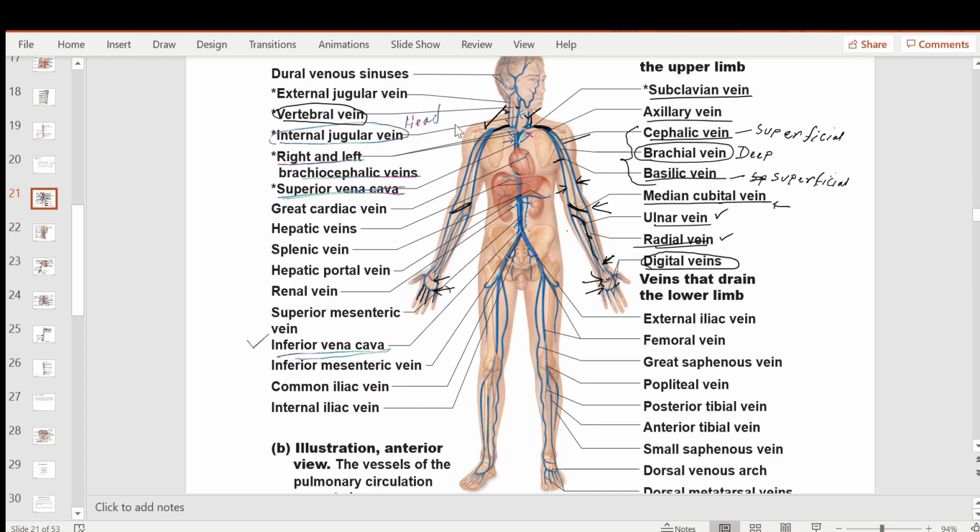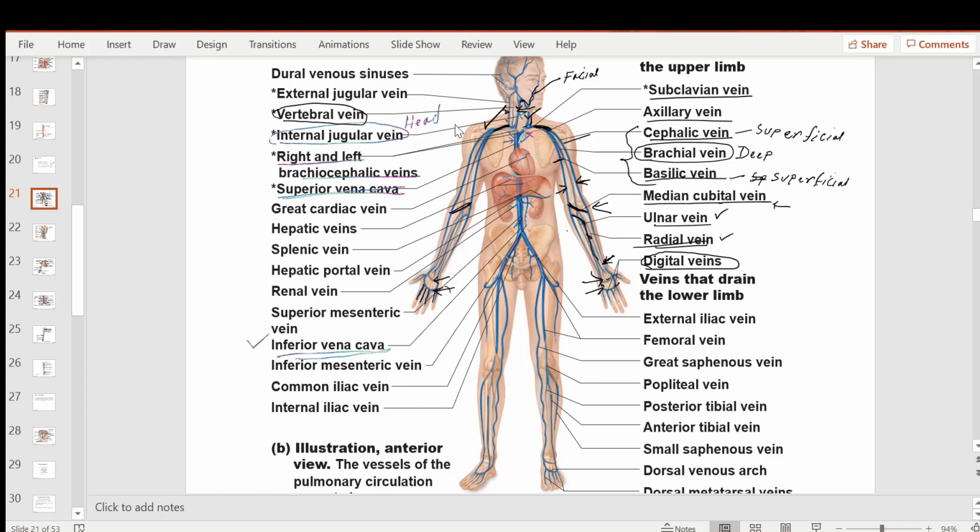Now let's see what happens to the internal jugular. So here you see the internal jugular, right? I told you that it is going towards the head. So a tributary of the internal jugular is the mandibular vein. It goes under the mandible, and from there we get the facial vein here. So this is the facial vein.